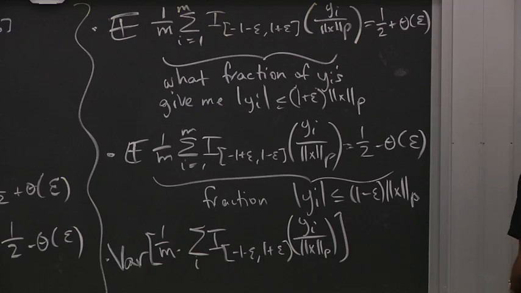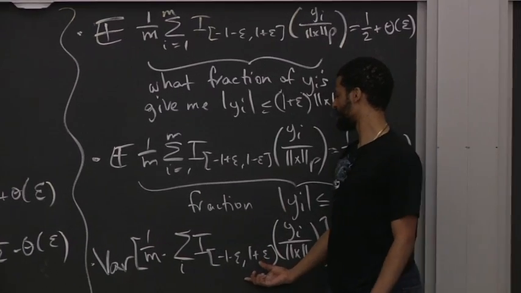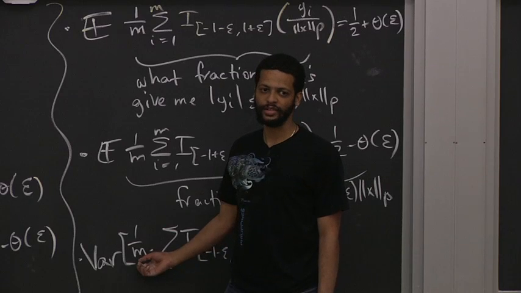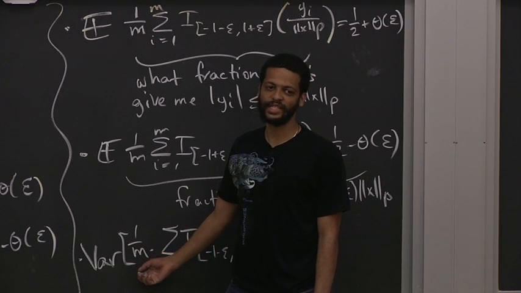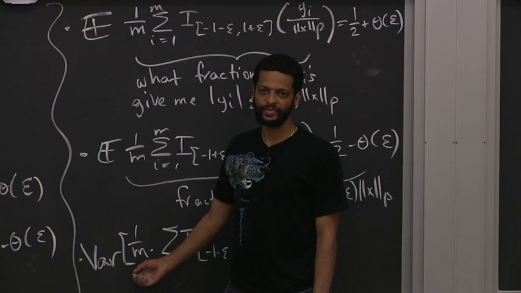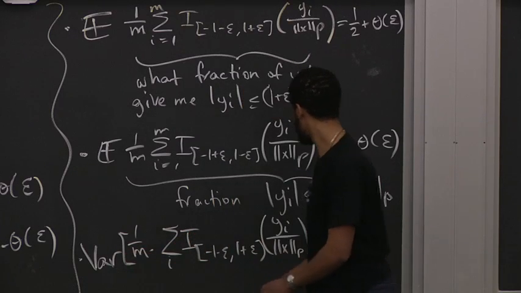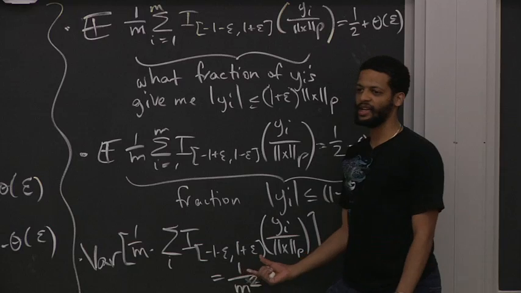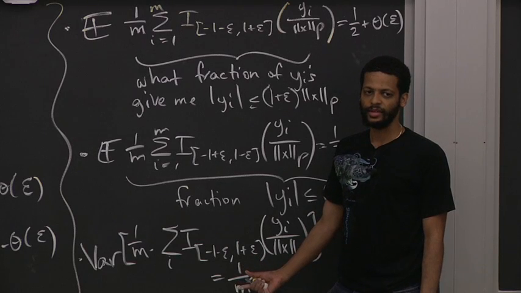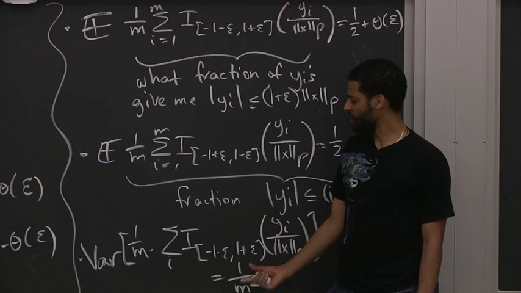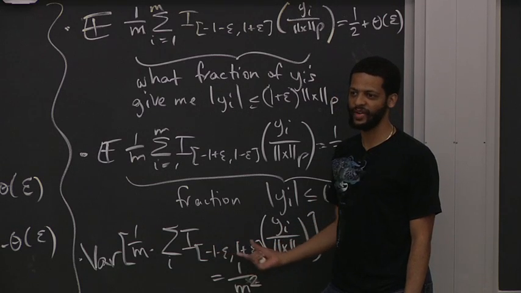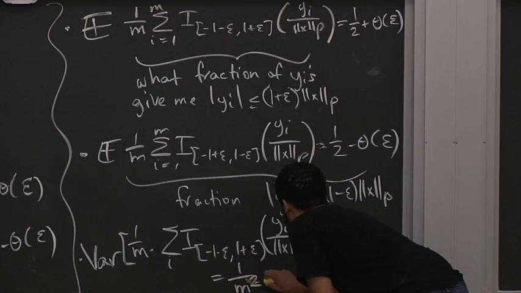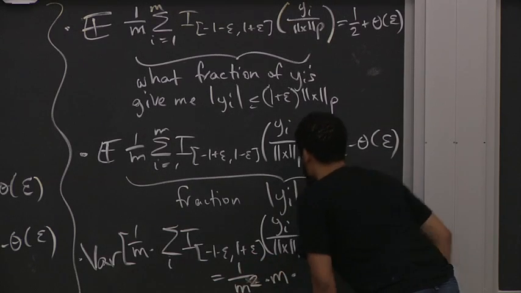Okay, so there are a bunch of random variables we're adding together, and there's also a scale factor. If you scale a random variable by c, what happens to the variance? You multiply by c squared. So this is equal to 1 over m squared. And then if you sum a bunch of independent random variables, their variances add. So the variance of this sum is the same as m times the variance of one of them. So times m times the variance of one of them.